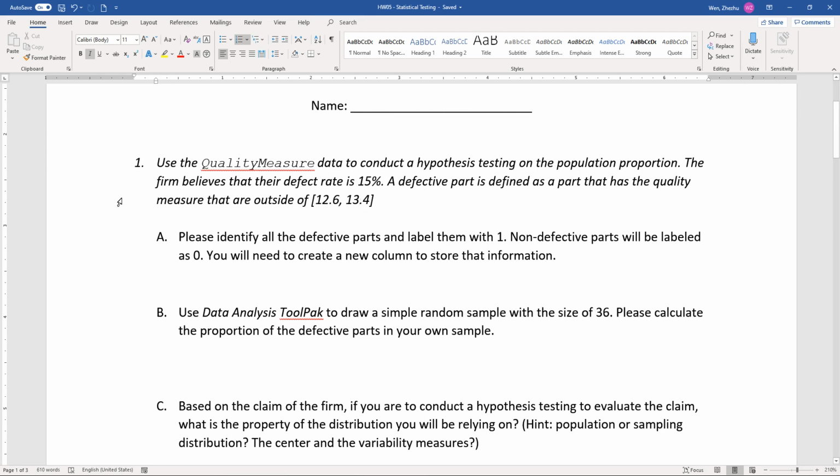So number one, it's using quality measure data. It says the 15% defect rate is their belief, and this is a definition of defect. If a certain part is outside of this quality measure, it is considered a defect. So the first question says to please identify all the defective parts and label them with a 1, and non-defective parts will be labeled as 0. You will need to create a new column to store that information.